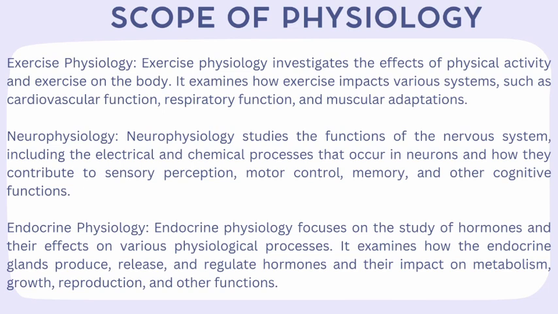Fifth, exercise physiology. Exercise physiology investigates the effects of physical activity and exercise on the body. It examines how exercise impacts various systems, such as cardiovascular function, respiratory function, and muscular adaptations. Sixth, neurophysiology. Neurophysiology studies the functions of the nervous system, including the electrical and chemical processes that occur in neurons and how they contribute to sensory perception, motor control, memory, and other cognitive functions.